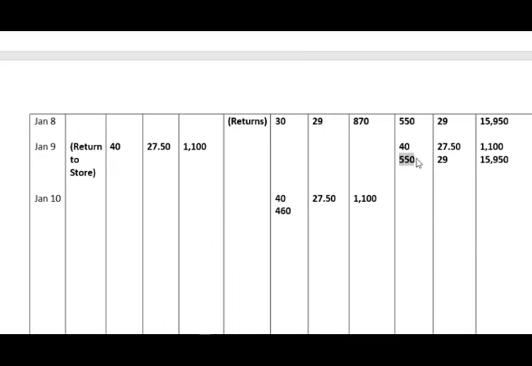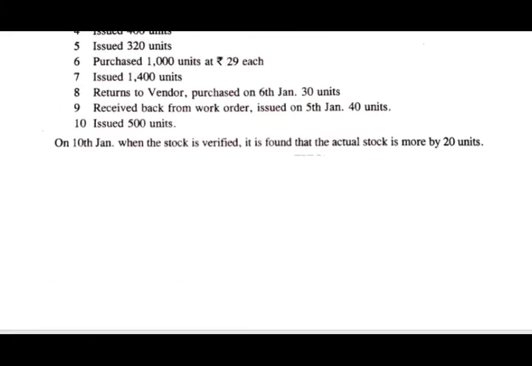At what rate? Out of 550, we will issue 460 units at the rate of rupees 29. It amounts to 13,340, and out of 550 we have issued 460. The remaining balance is what? 90 units. 90 units at what rate? 29. It amounts to 2,610. Again, we have an adjustment here.